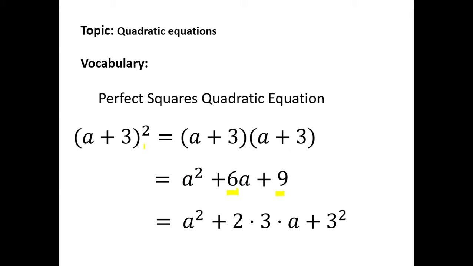So it's all driven by this number here, the second term in your factor. Notice that the two different ways we're writing our factor is either a plus 3 times a plus 3, or the other way to write it is a plus 3 squared. Okay, so let's look at our first example.